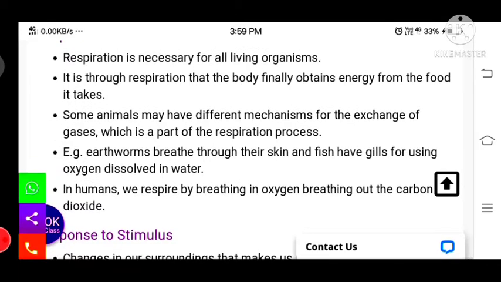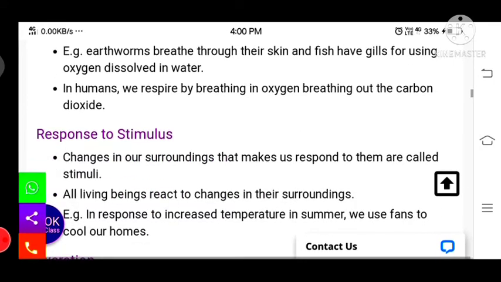Some animals have different mechanisms for the exchange of gases, which is a part of the respiration process. Some organisms have different types of respiration, like earthworms breathe through their skin and fishes have gills. In humans, we respire by breathing in oxygen and breathing out carbon dioxide.